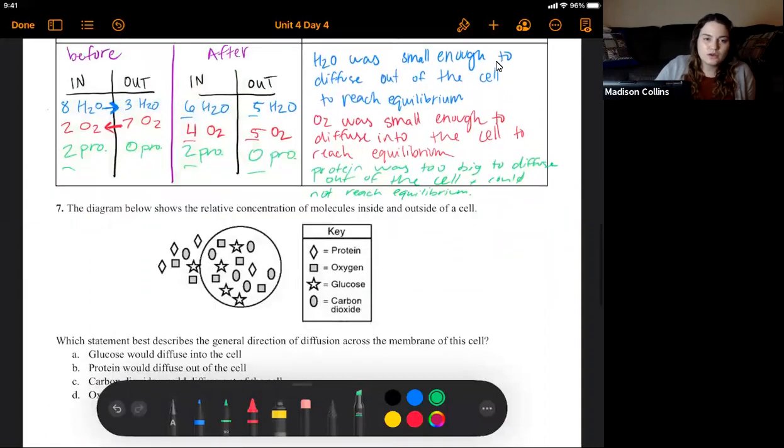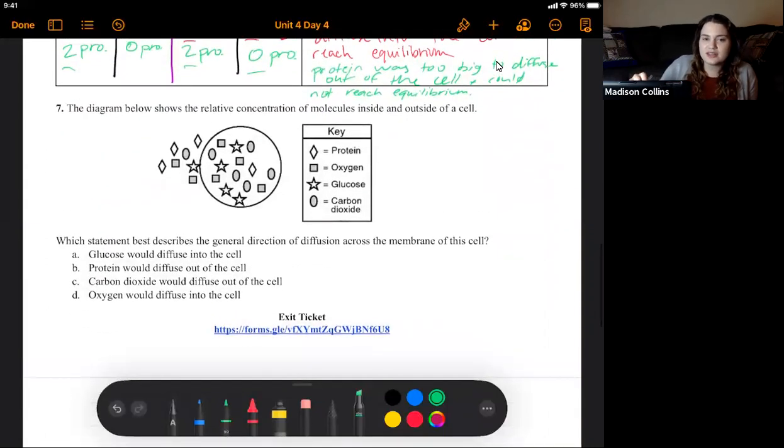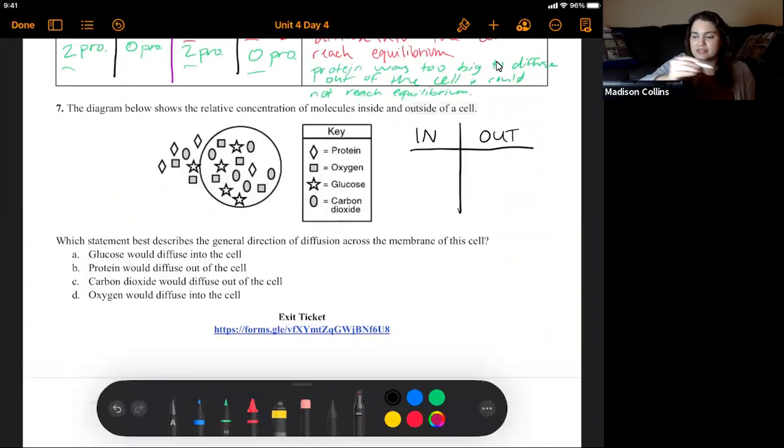All right, let's do this one more time. We've got one more practice question. Again, I'm going to make us a chart where we're able to organize what is inside and outside of the cell. So in this diagram, we're shown the relative concentration of molecules inside and out of the cell, and we're asked which statement best describes the general direction of diffusion across the membrane of this cell. Because this is diffusion, we are going from high to low concentrations.